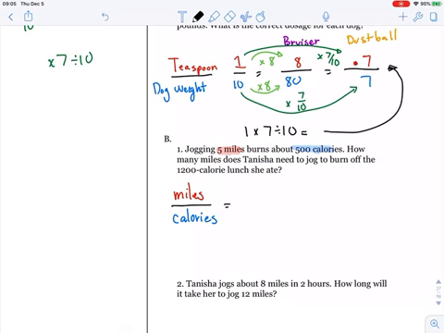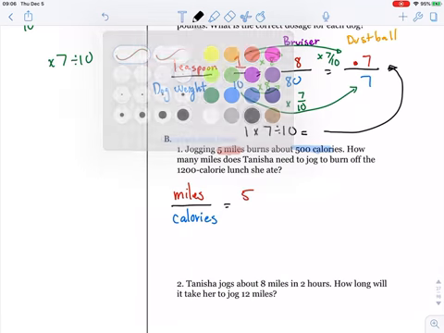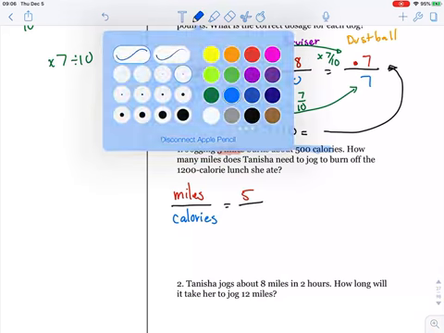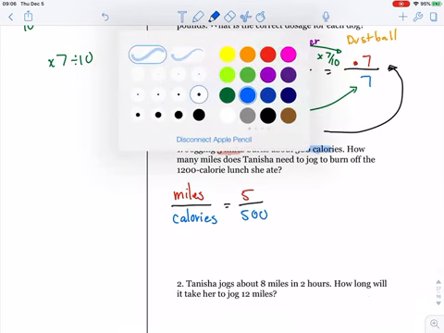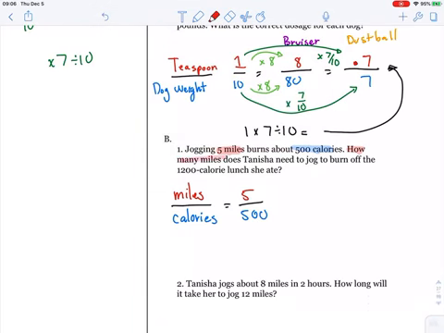Now, if we wanted to know per item, then it'd be something different. But for now, either one can go on the numerator or the denominator. It's not going to make a difference for these questions because we're just finding missing sections. Okay, so jogging 5 miles is going to burn 500 calories. Okay, how many miles? So we are looking for, because the question asks how many miles. Question is all about miles.